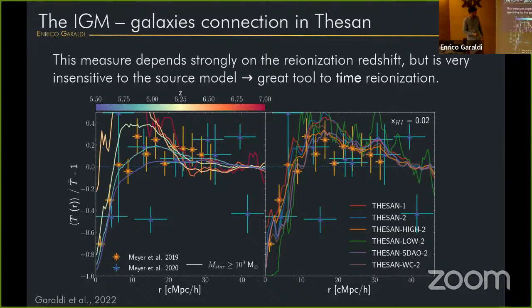How many lines of sight do you have for this plot? So for these, there are 150 lines of sight of 100 megaparsec each. Observationally, of course, you have much less. They are also usually longer. And I have some backup slide I can show you on how this signal depends on the number of sight lines you use.